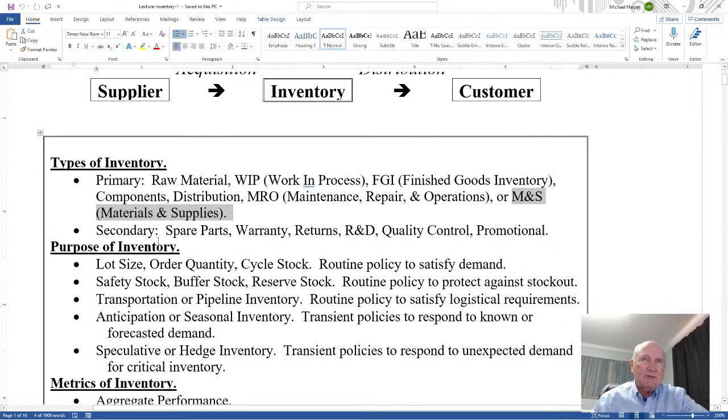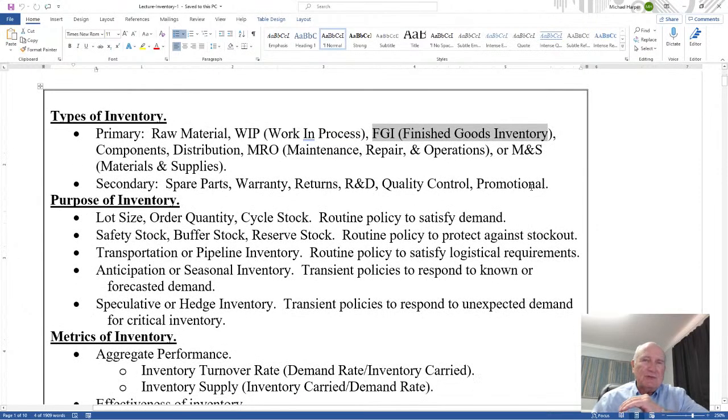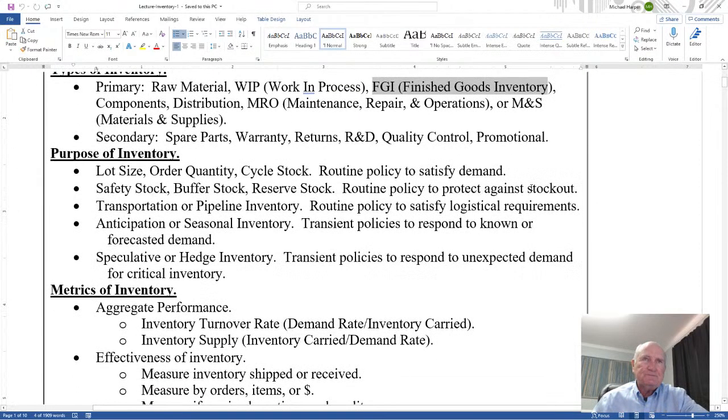Secondary types of inventory include spare parts inventory, warranty inventories, returns if you have a reverse supply chain, research and development, quality control, promotional items, and all different kinds of secondary inventories. We are going to focus primarily on finished goods inventory in this first introductory, foundational lecture.